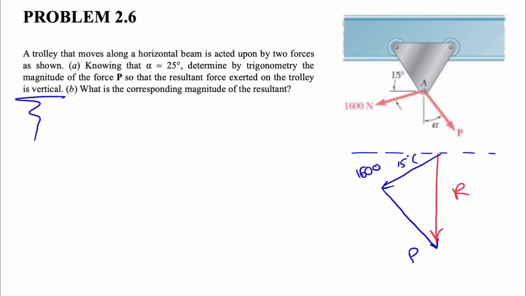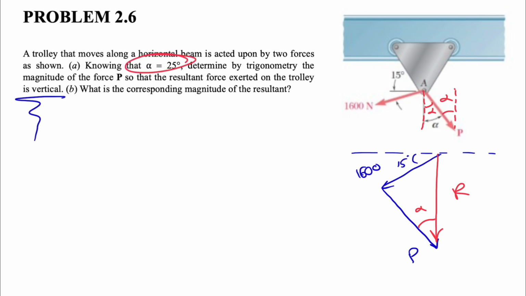We can also figure out this angle from what we have in the figure. We have these two parallel lines, so when this angle is alpha, this one is alpha too. So this angle over here is alpha, and from the question we know that alpha is 25 degrees.